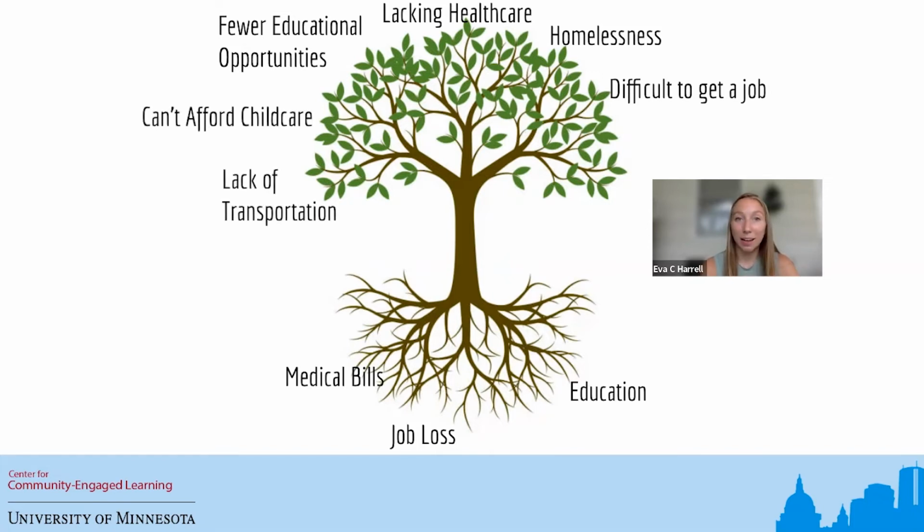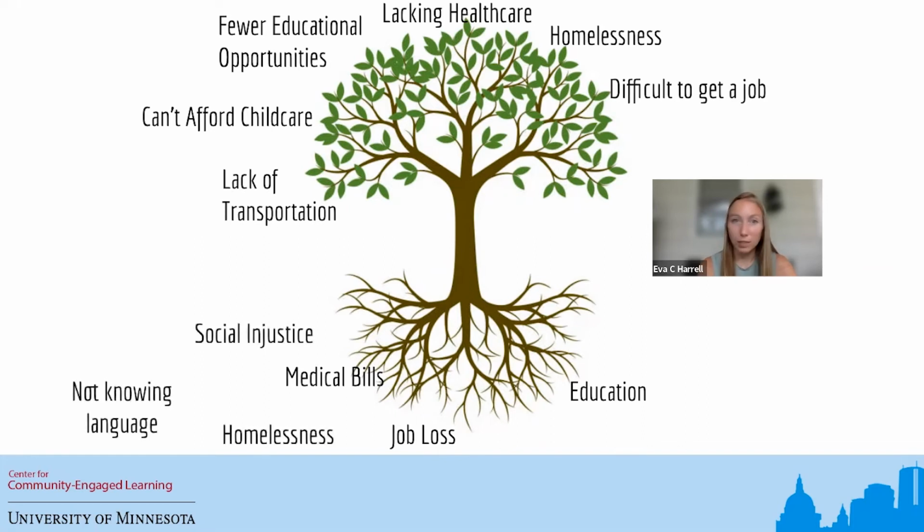Another effect is not being able to afford childcare, or a lack of reliable transportation. If you live in a city, you can use public transportation, but as we know, that's not always reliable. That's another example that we can tie back to COVID. Public transit shut down, which made it really difficult for people who rely on public transportation to get to work.